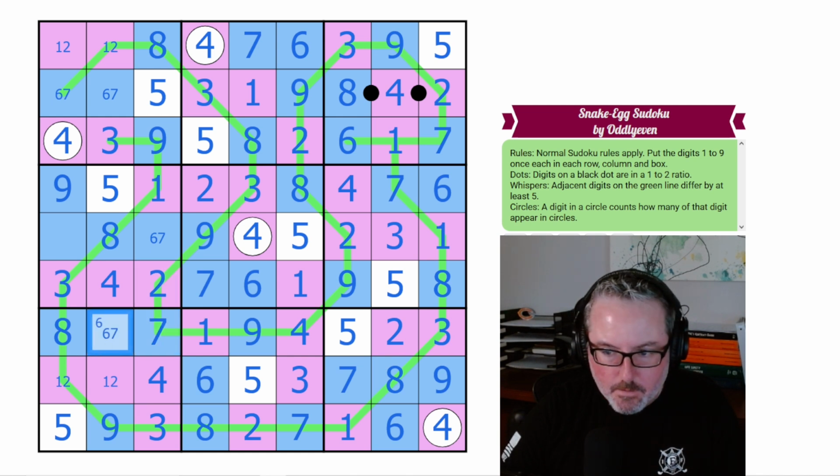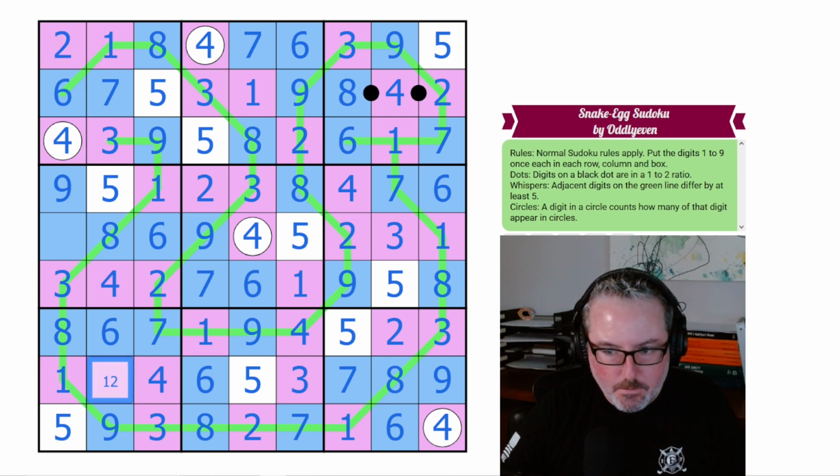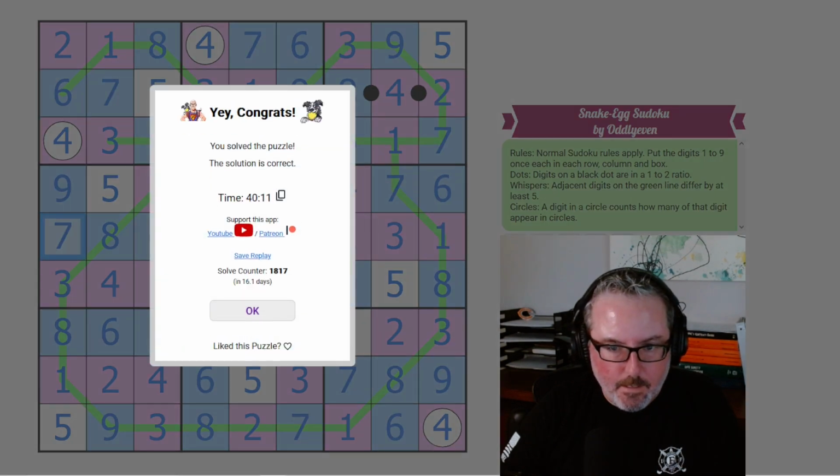So this gives us a 7 and a 6. And that's probably going to be enough to finish things off. Because yes, it does finish off our 1s and 2s. So therefore we get 1 and 2 here. And then we can plop this one in as a 7. And you've solved the puzzle.